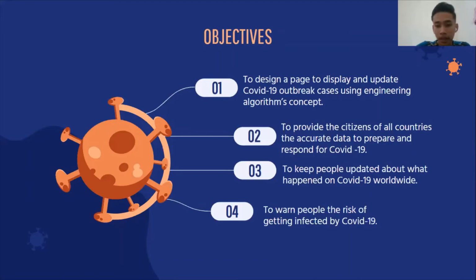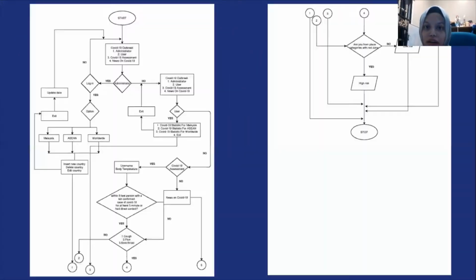And last, number 4, to warn people of the risk of getting infected by COVID-19. Okay, that's all, so we're done with the objectives. We'll move on with the method or design.